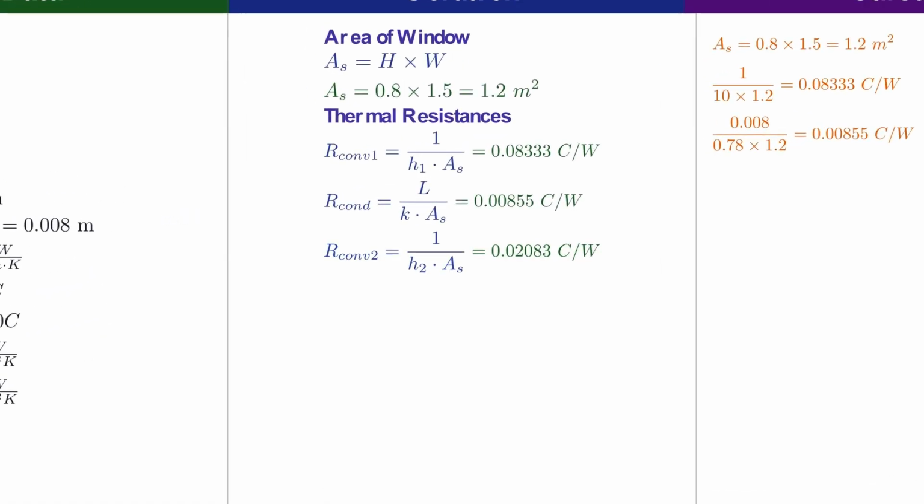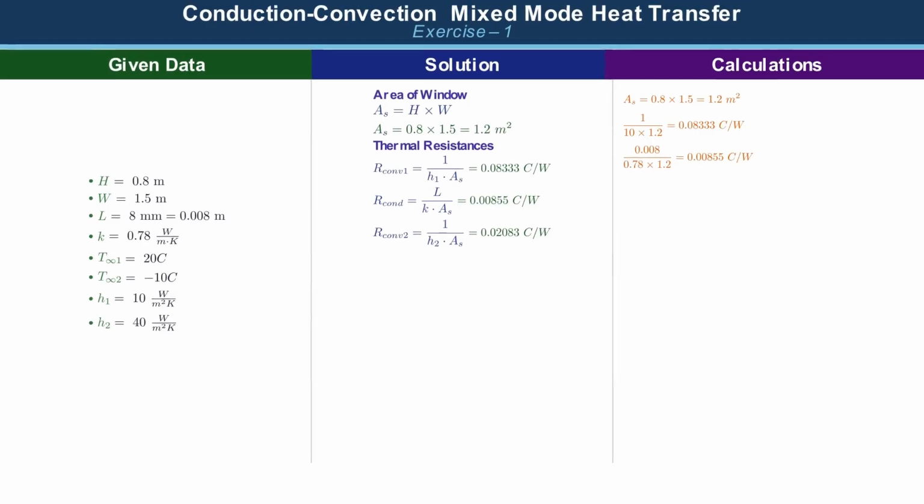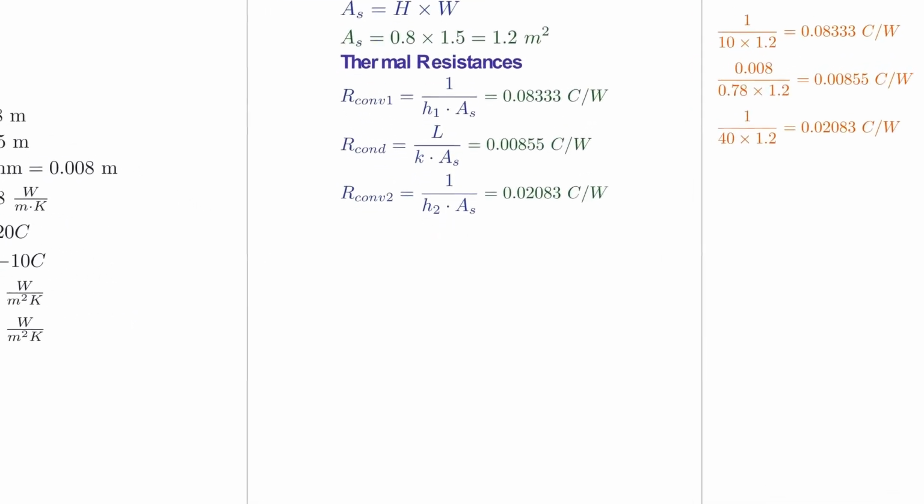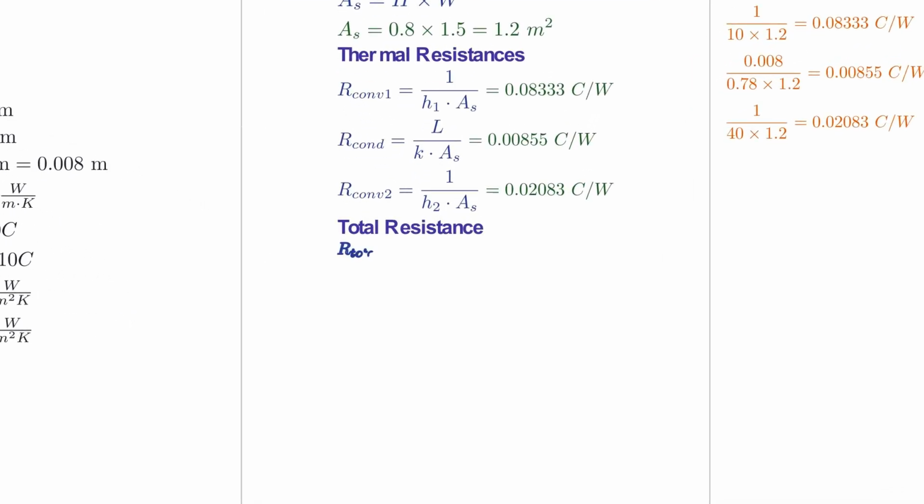Third, convection resistance on the outer surface. R-conv2 equals 1 divided by H2 times AS. This is the resistance from the outer glass surface to the cold outdoor air. Substituting 1 divided by 40 times 1.2, R-conv2 equals 0.02083 degrees Celsius per watt. Now, since all 3 resistances are in series, the heat must pass through each one in sequence.